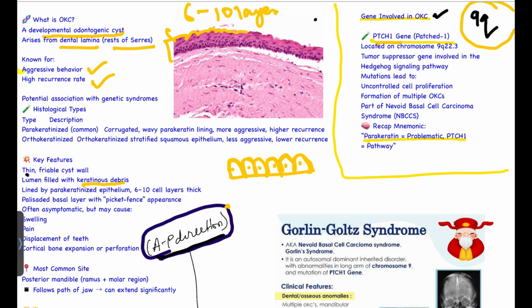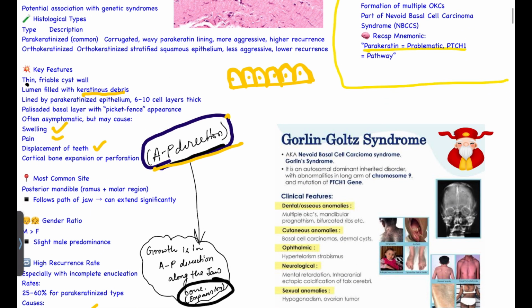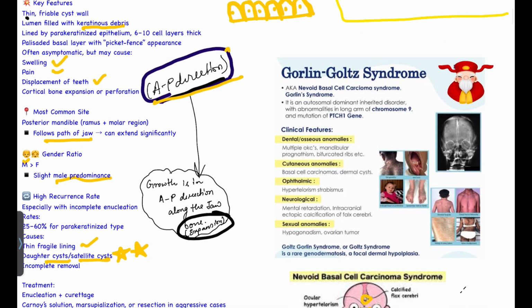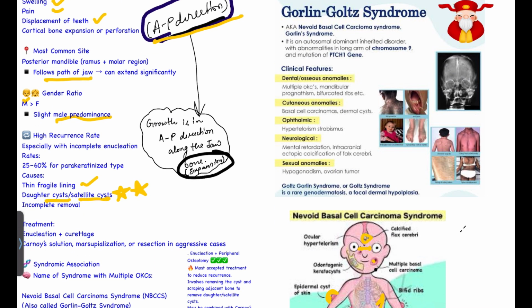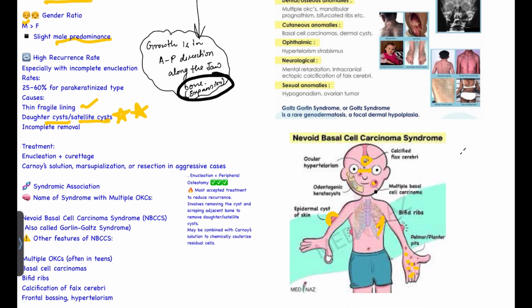Now mostly OKCs are asymptomatic, but often they can cause swelling, pain, displacement of the teeth, and cortical expansion or perforation. And this expansion is in the anterior-posterior direction, that is, it follows the path of the jaw. Now regarding gender, there is a slight male predominance. Higher rate of recurrence, I have already told you. Now what is the treatment? Enucleation and curettage, or what we also call enucleation and peripheral osteotomy.